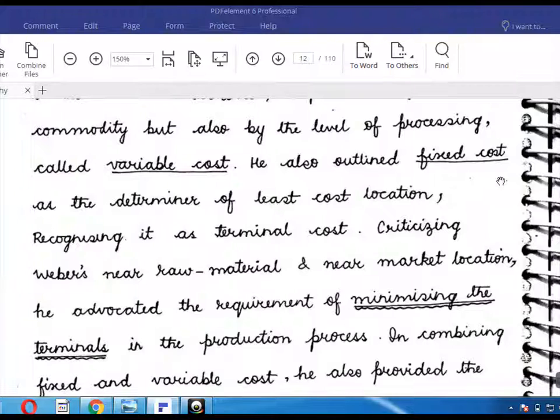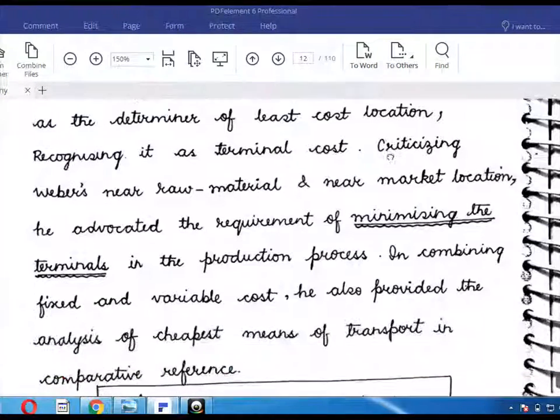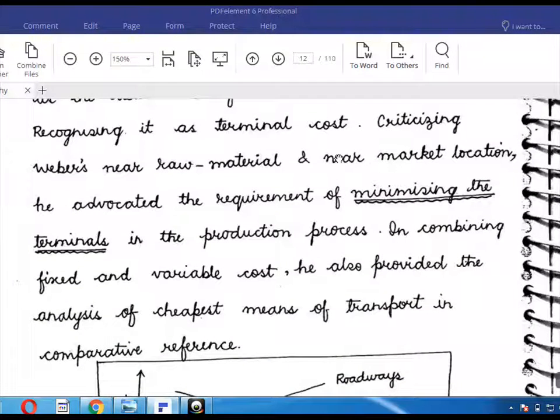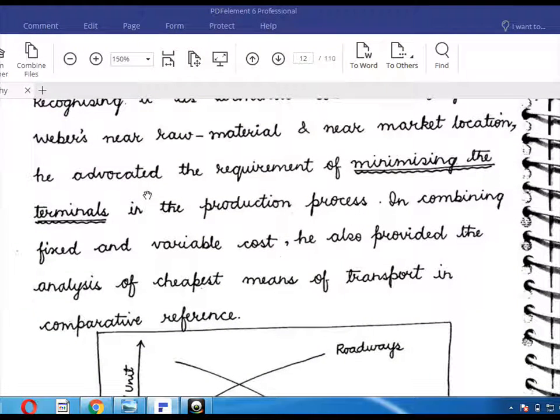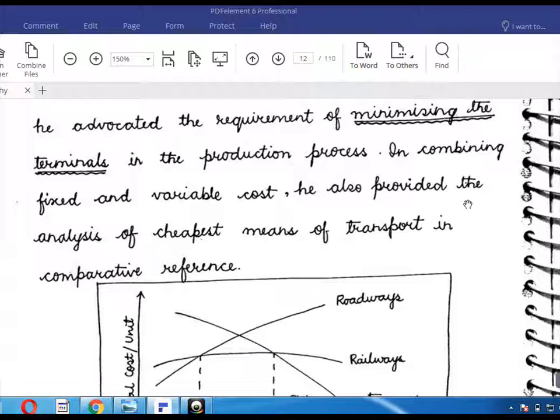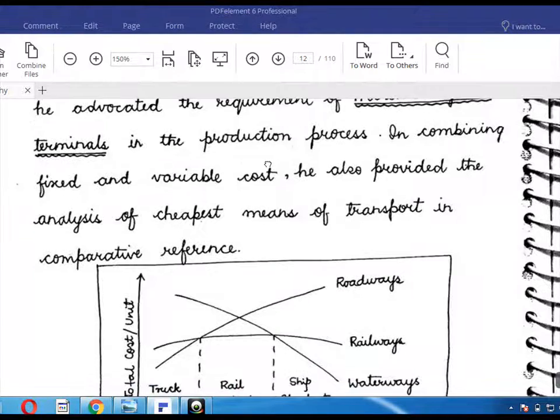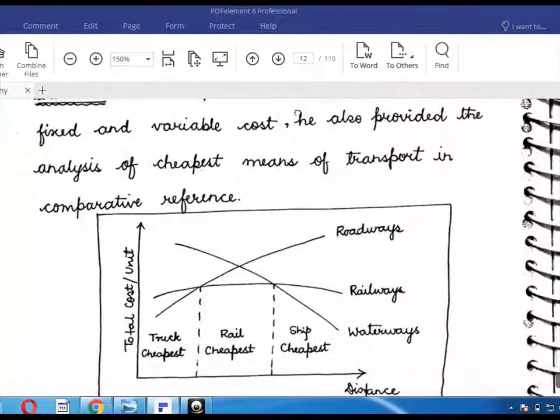He also outlined fixed cost as the determinant of least cost location, recognizing it as terminal cost, criticizing Weber's near raw material and near market locations. He advocated the requirement of minimizing the terminals in the production process. In combining fixed and variable cost, he also provided the analysis of the cheapest means of transportation in cumulative reference.